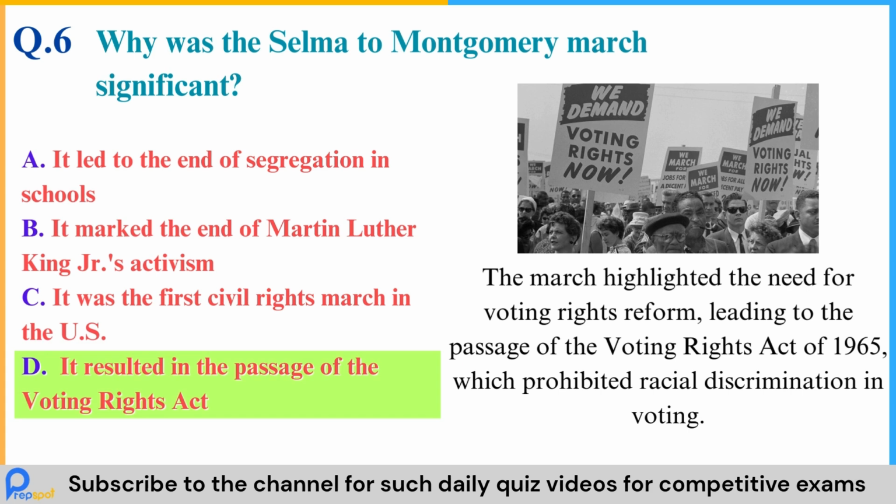Answer: D. It resulted in the passage of the Voting Rights Act. Explanation: The march highlighted the need for voting rights reform, leading to the passage of the Voting Rights Act of 1965, which prohibited racial discrimination in voting.